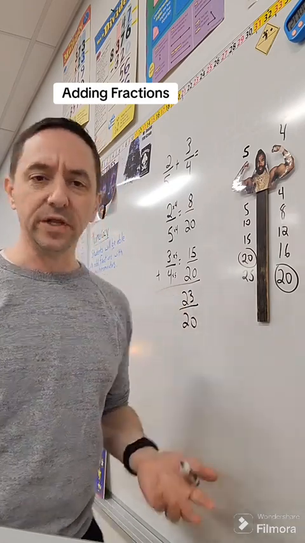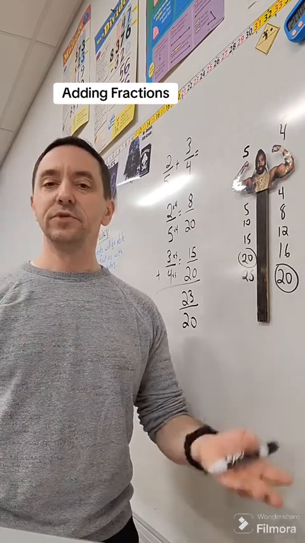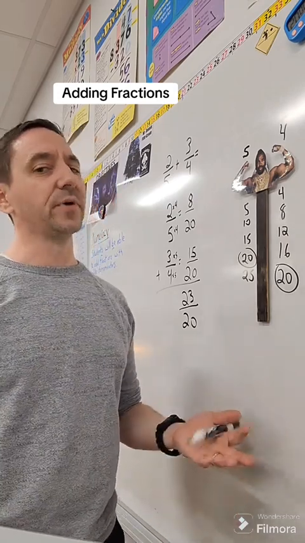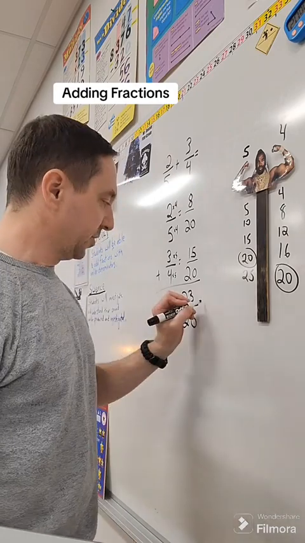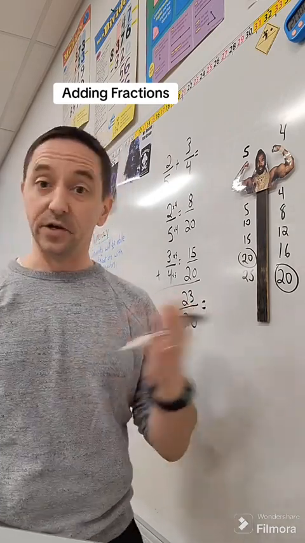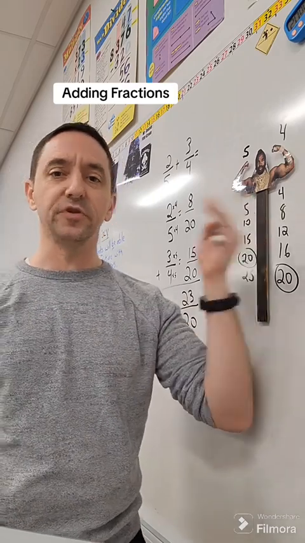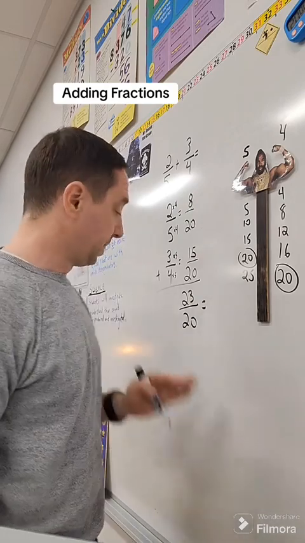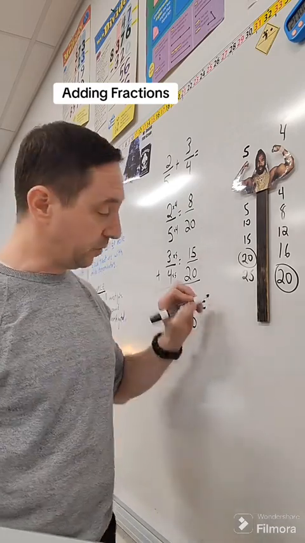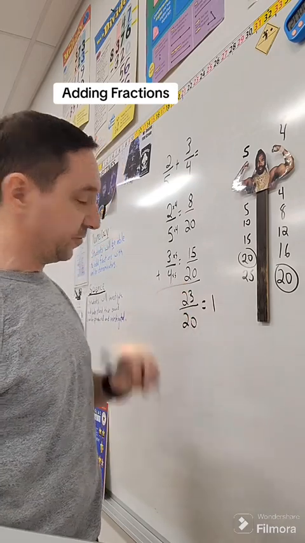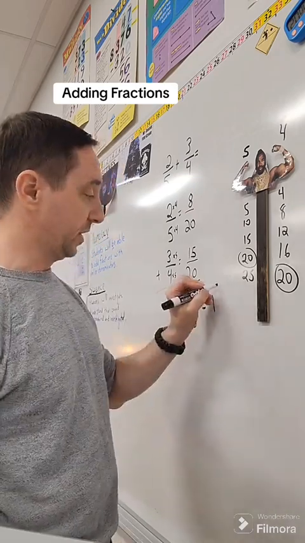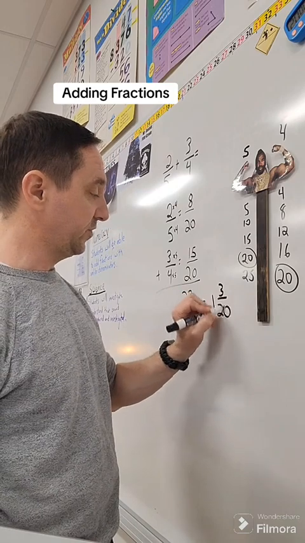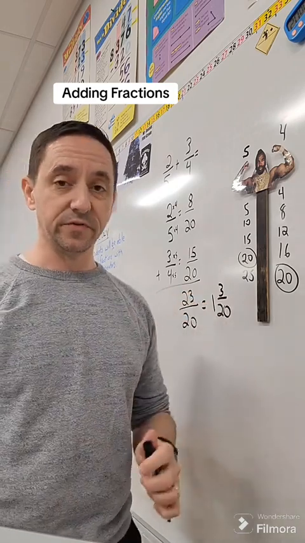Now, we can leave it at 23/20ths, but we started with a proper fraction, so I think it's only right that we end with them as well. So I'm going to convert this improper fraction, and I know it's improper because my numerator is larger than my denominator, and I'm going to convert it to a mixed number. I know 20 goes into 23 one time, and then I know the difference is going to be 3 left over and 20. So my answer is going to be 1 3/20.